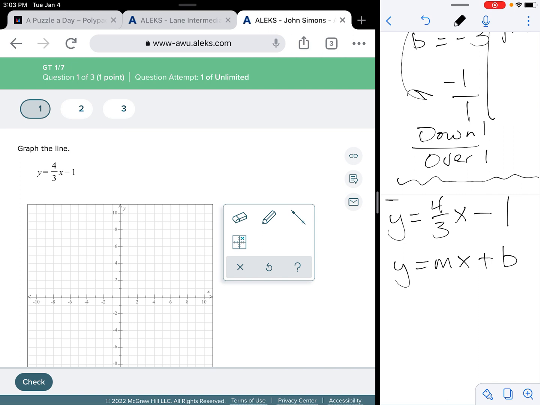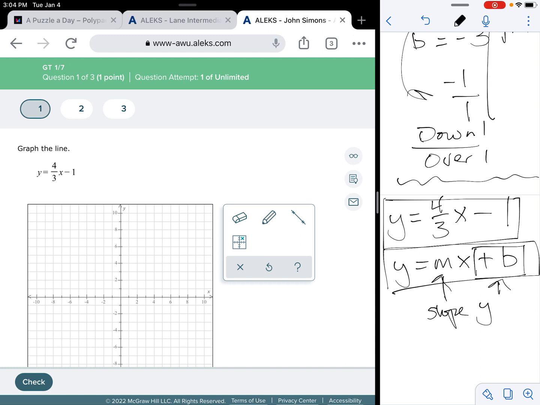So here's the equation of the line: y equals 4/3 x minus 1. That's what they want us to graph. And right below it is the general equation for a line in slope-intercept form. Remember, m is your slope, and this number off to the side is your y-intercept. In other words, that's where the line crosses your y-axis. So in the top equation, the 4/3 x minus 1, the minus 1 is your y-intercept.